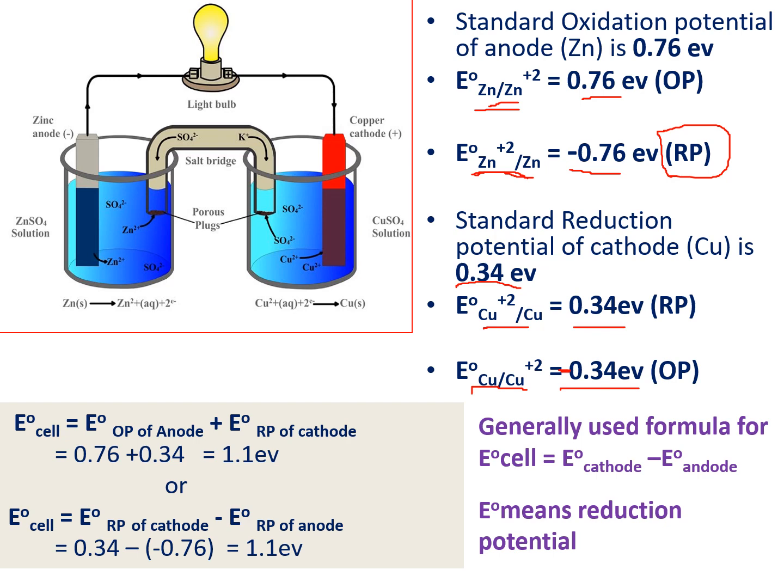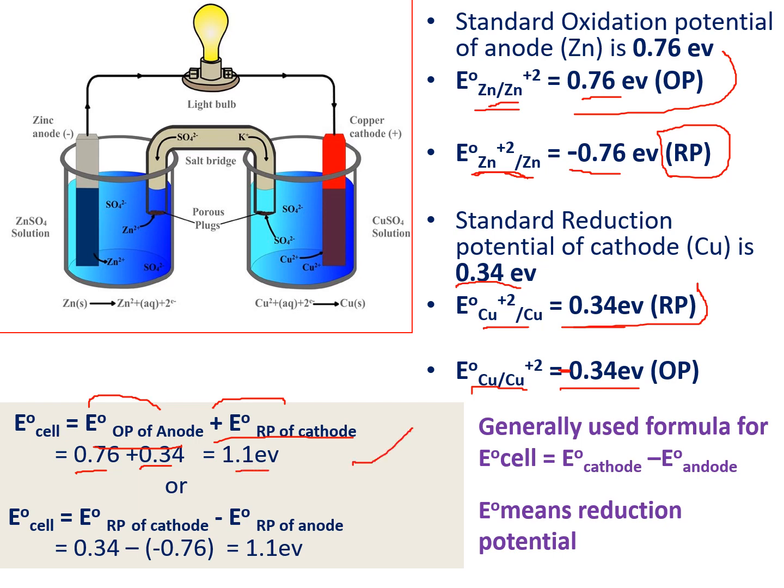Now, according to our statements, E naught cell is equal to the oxidation potential of anode plus the reduction potential of cathode. Just add the two things. The oxidation potential of the anode means this one, 0.76, and the reduction potential of the cathode, this one, 0.34. If you add them, you get 1.1 electron volts. This is the first formula.